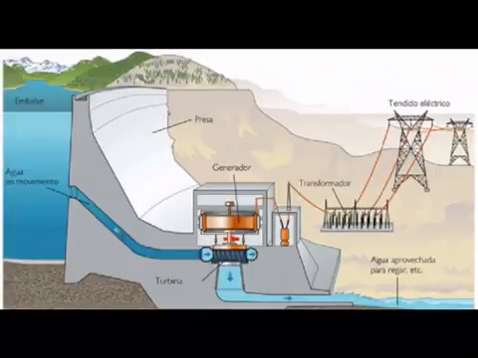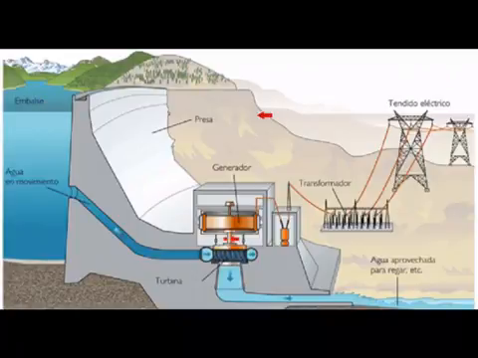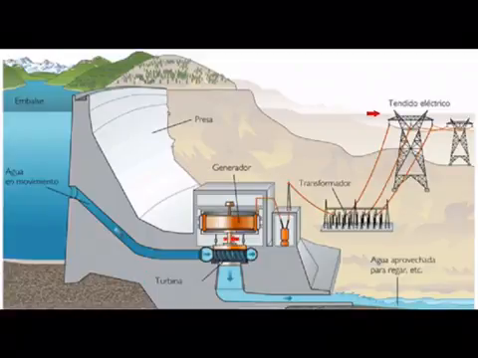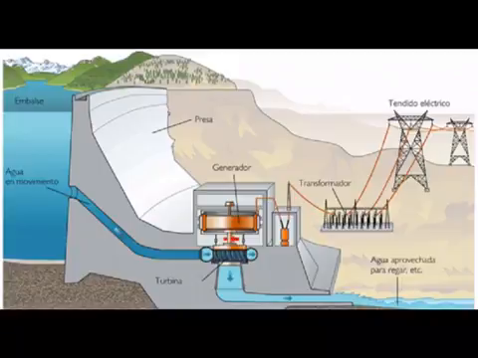A hydroelectric power plant is composed of the reservoir, a gate, the dam, water in motion, a turbine, a generator, a transformer, a transmission line, and water used to irrigate.